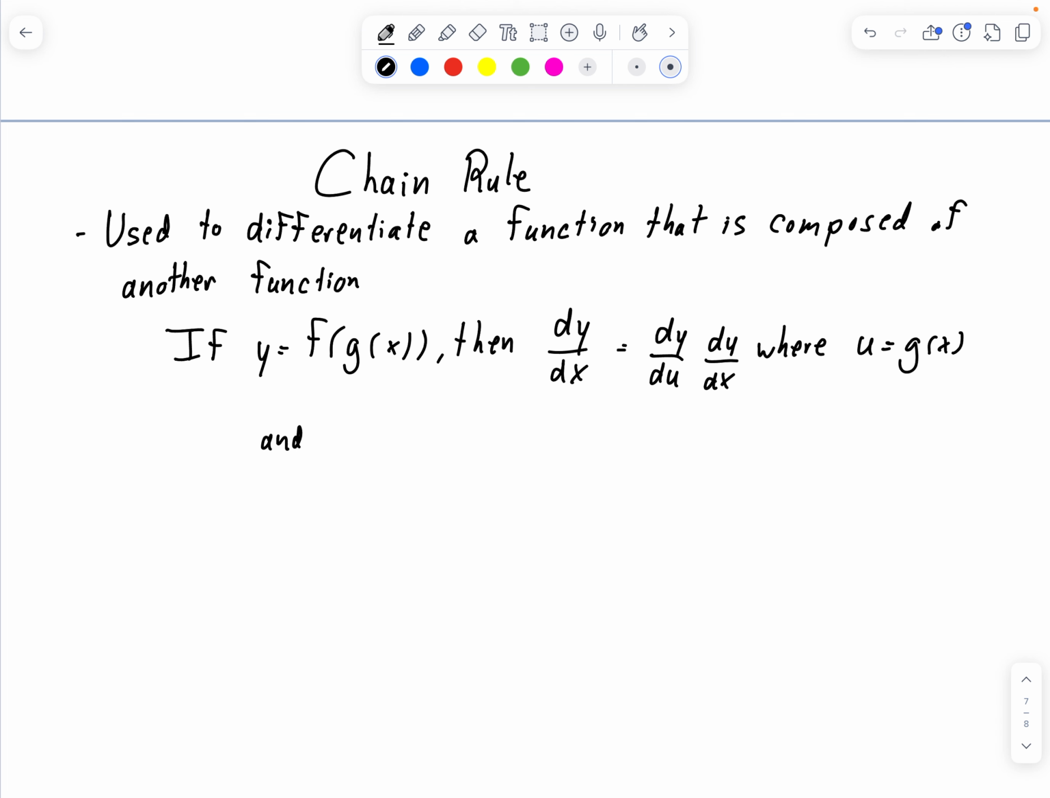And we can further define two different parts, where u is equal to the inner function. This is what we're calling the inner function. And y is what we call the outer function.